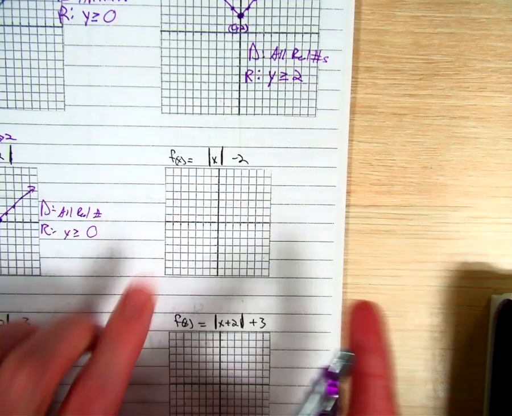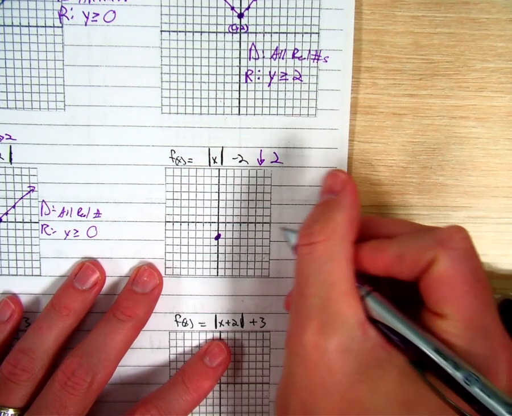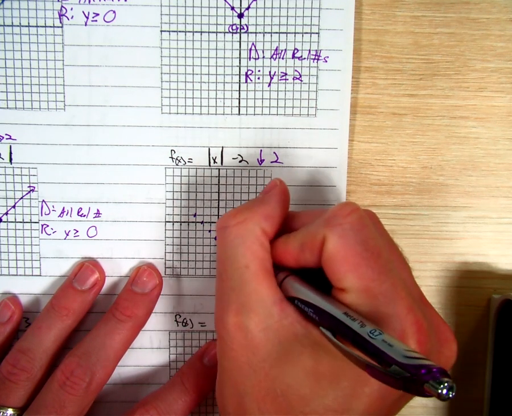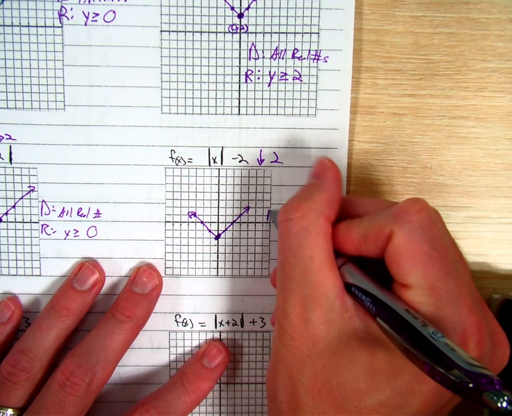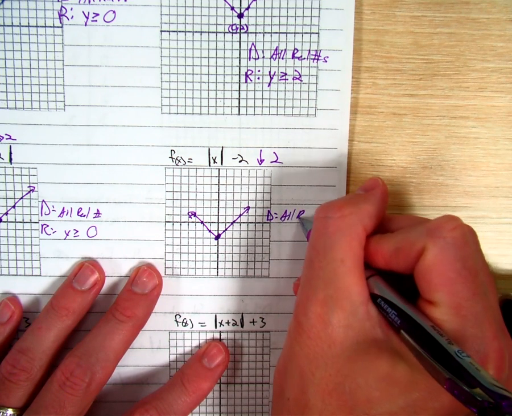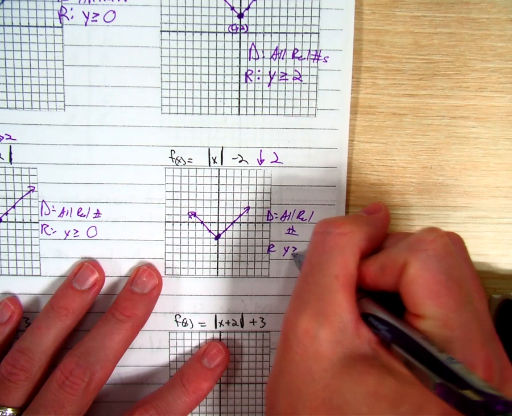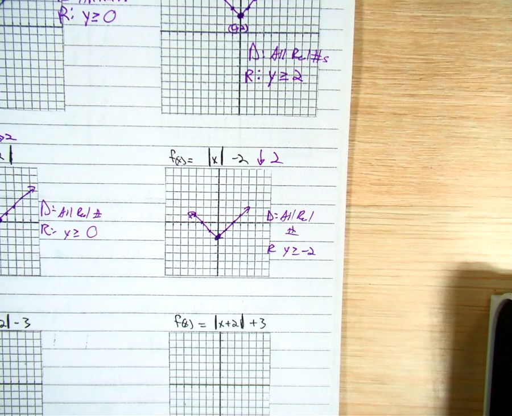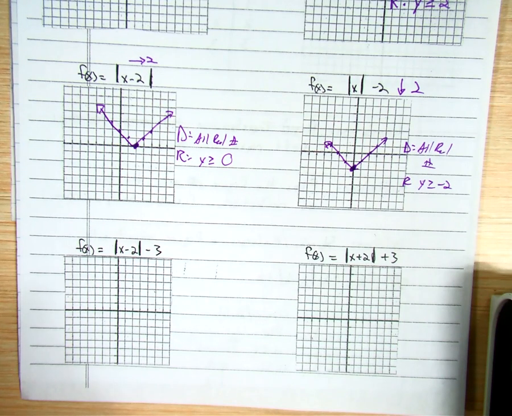Okay, over here, that minus 2 on the outside is going to go down 2. So we're at 0, negative 2. Alright, and domain, again, all real numbers, super easy. In our range, our y's are greater than or equal to negative 2. Negative 2. How did you do? Alright, take a look at those. Do some thinking and evaluating on how you did and what you can change.